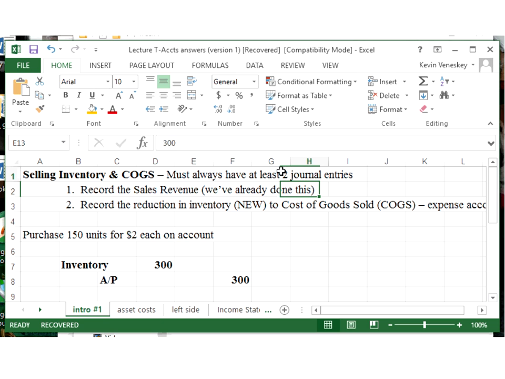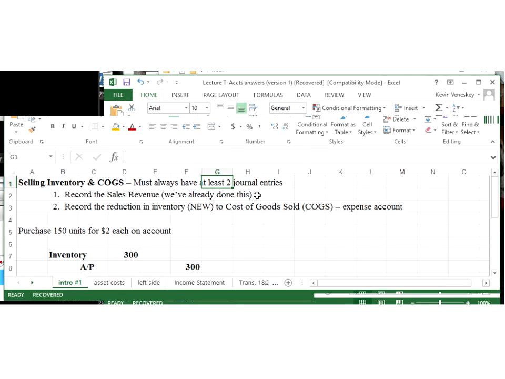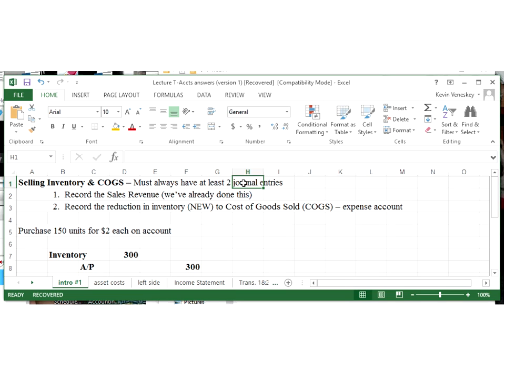When you sell inventory in a business, the first new thing that you definitely have to know for this class is there are going to be 2 journal entries. Every time you make a sale, 2 journal entries. The first one we're already familiar with. It's the same as you would do with the service revenue.